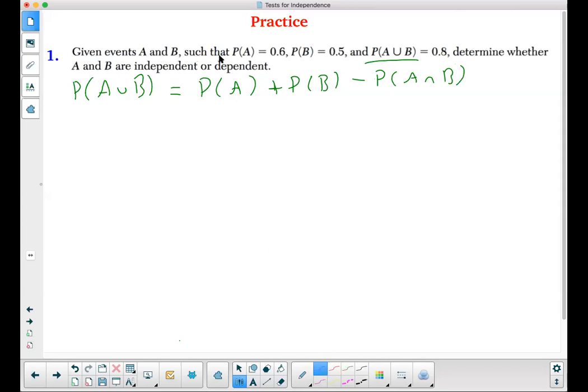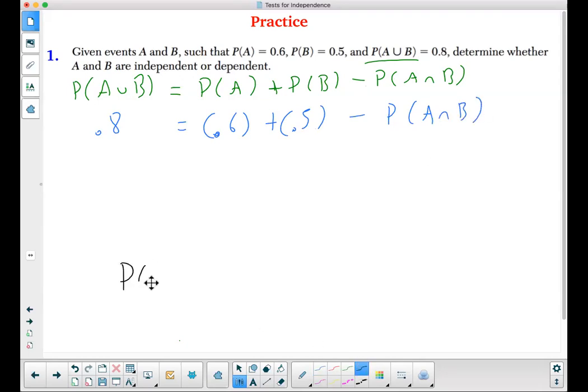Given events A and B such that the probability of A equals 0.6, the probability of B equals 0.5, probability of A or B equals 0.8, determine whether A and B are independent. Well, in order to use that test for independence, we need to have the probability of A and B. Does that equal the probability of A times the probability of B? We have this, we have this, we don't know this, but we can solve for that using this other formula.